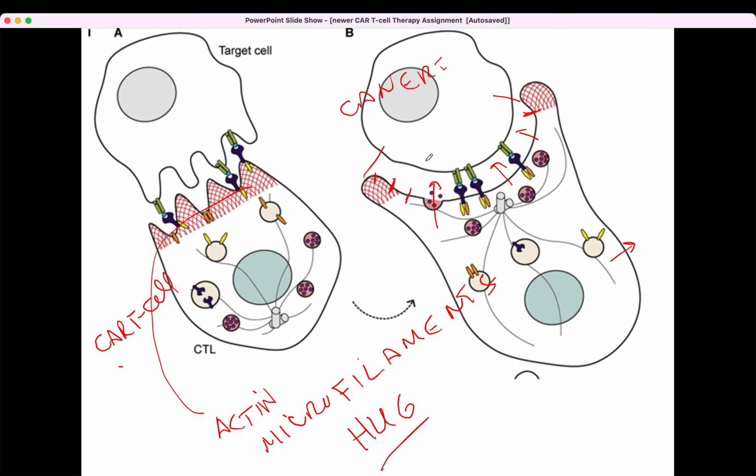I'm getting further activated. And then it makes this close contact where it can release these factors and encourage that cell to go through programmed cell death. So that's the actin microfilaments. And that's the red. The actin microfilaments are the red molecules right there, and they're changing the shape, which is what the microfilaments do for the cytoskeleton.